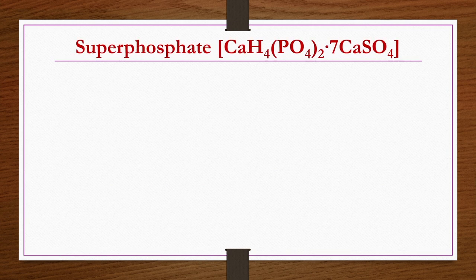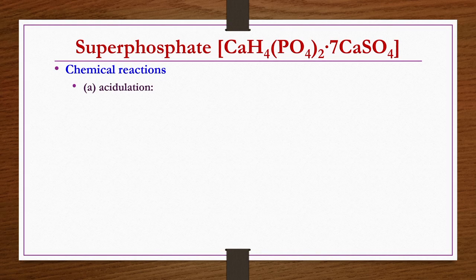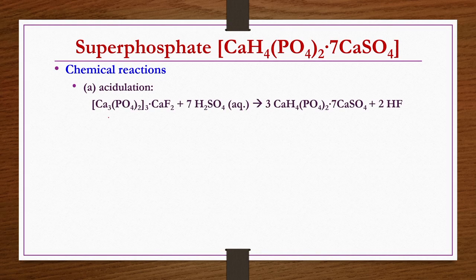Now, we start discussion on superphosphate, its reactions, raw materials, production method, engineering problems, etc. that we are going to discuss now. Chemical reactions, two reactions are there. One is the acidulation reaction, another one is the impurity removal reaction. Under the acidulation reaction, whatever the fluorapatite mineral of phosphate rock is there, that reacts with the sulfuric acid to give superphosphate and then hydrogen fluoride.